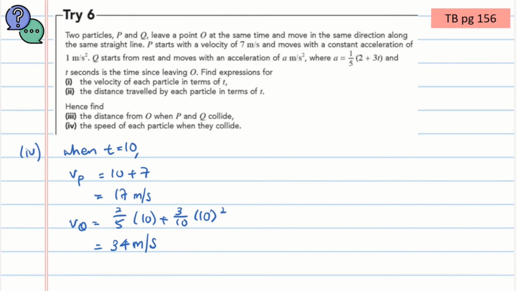Let's now take a look at part 4. So we want to find the speed of each particle when they collide. We already found in part 3 that they collided when t is equal to 10. So there's no need for us to do the same few steps again. So when time is equal to 10, we substitute into our velocity expression that we found in part 1, and the speed of particle P is 17 meters per second, and the speed for particle Q is 34 meters per second. So that wraps up our try 6.